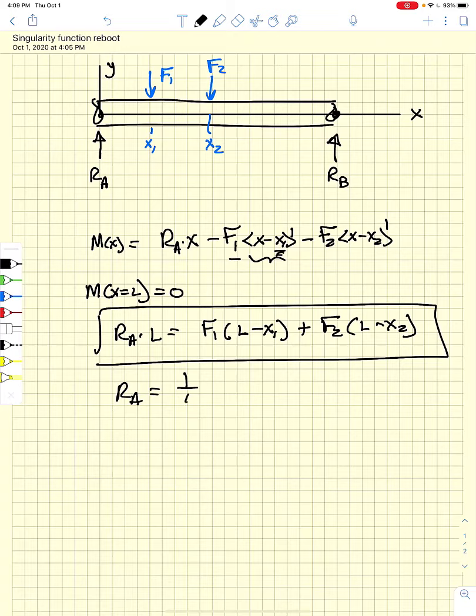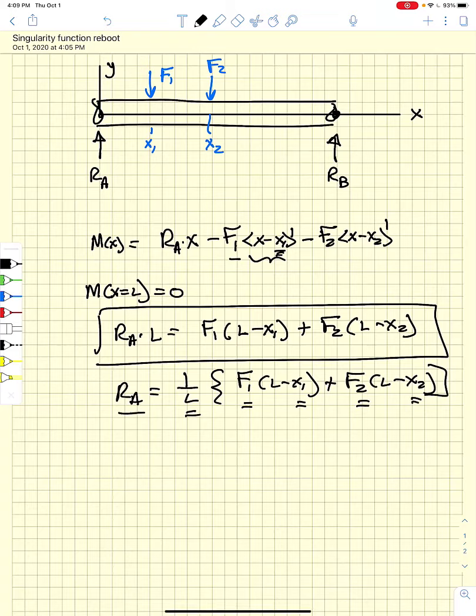So we can solve for RA from that equation. It's just 1 over L times the quantity F1 times (L minus X1) plus F2 times (L minus X2). We actually know what that is. If we know the dimension L, we know the forces, we know where the forces are applied, then we have just solved for RA. Next thing we do is sum of the forces in the y direction being equal to 0 allows us to solve for RB. So reaction A and reaction B, easy to solve for. We've taken care of that.